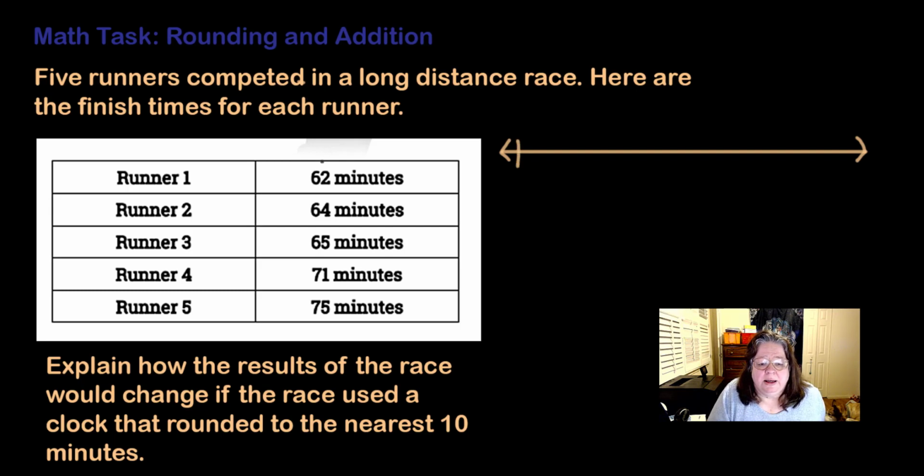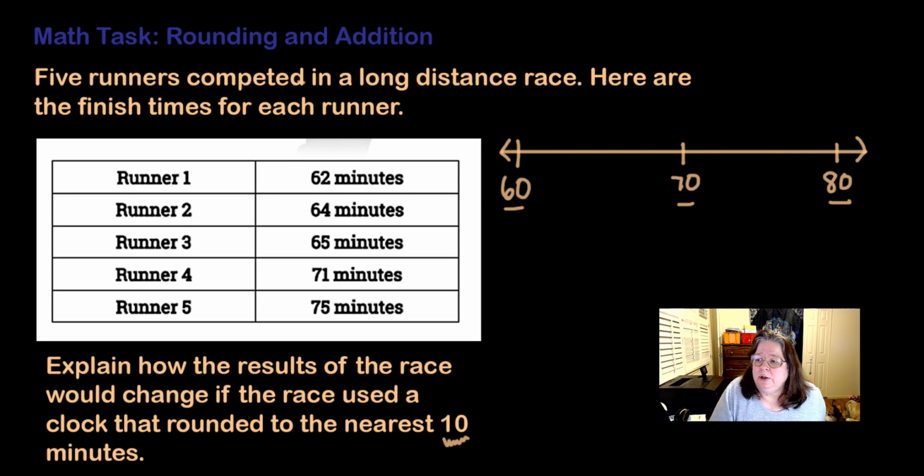We're rounding to the nearest 10 minutes, and our lowest one is 62. So let's do 60. Well, looks like we're going to need a 70 here. And then we're going to need an 80. So 62 is our lowest and 75 is our highest, but we want to make sure we have all 3 10s. So let me choose a different color.